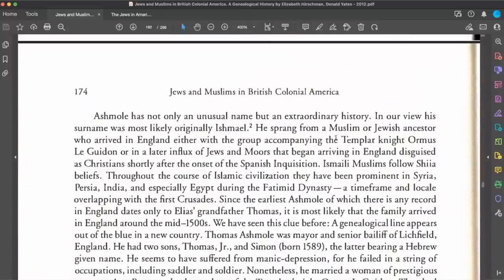He sprang from a Muslim or Jewish ancestor who arrived in England, either with the group accompanying the Templar Knight Ormus Le Guidon, or in a later influx of Jews and Moors that began arriving in England disguised as Christians, all right, crypto, shortly after the onset of the Spanish Inquisition. Because they were hiding from the Catholics. That's why they weren't officially going around telling people they were Jews and Moors.